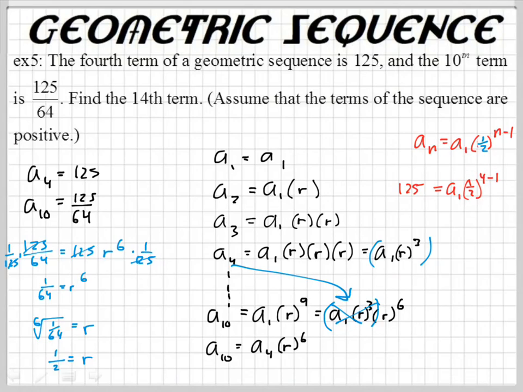Now let's simplify that. So that's a 3. What is 1/2 raised to the 3rd power? It's 1/8. So we have a sub 1 times 1 over 8. How would we get rid of the 1 over 8? Multiply by 8, which is the same thing as multiplying by 2 3 times, right? So we multiply this by 8, peace out, and we multiply this side by 8. What is 125 times 8? 1,000. So we have a sub 1 equals 1,000.